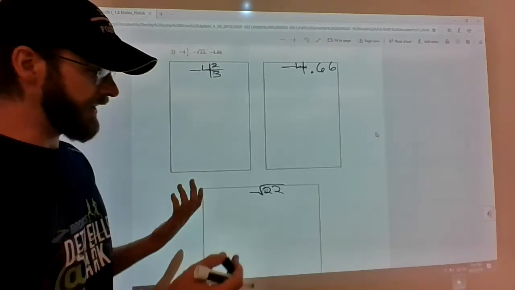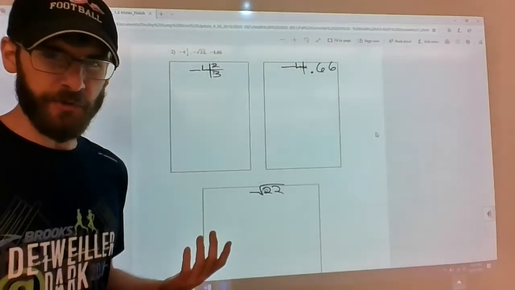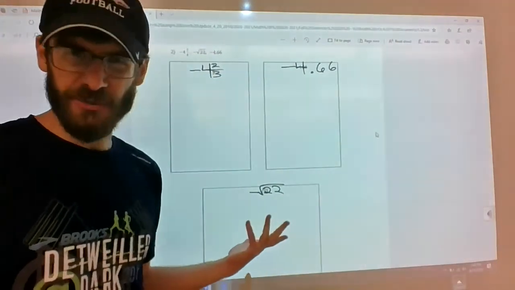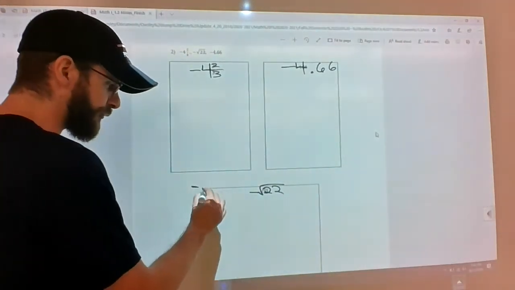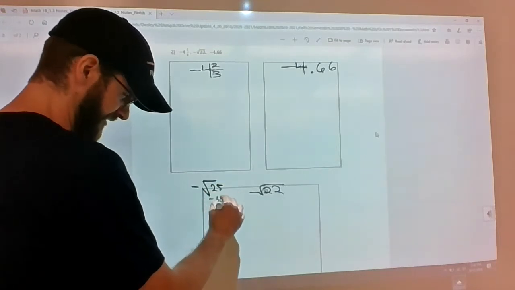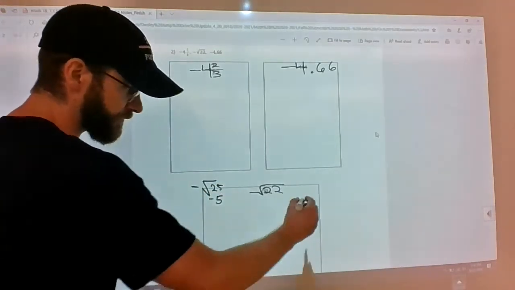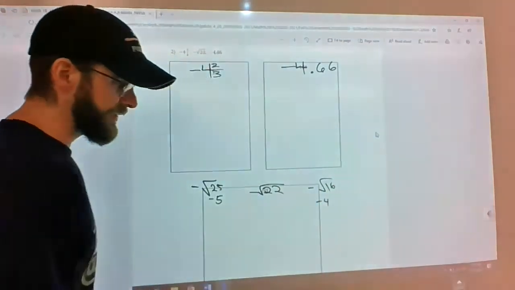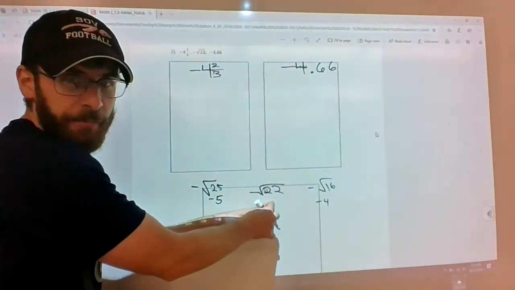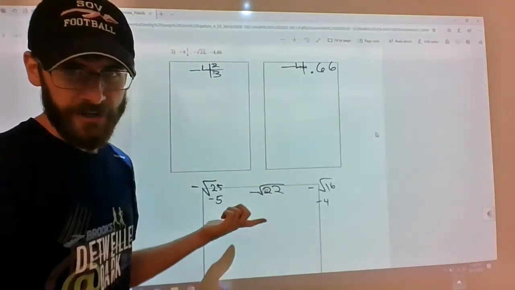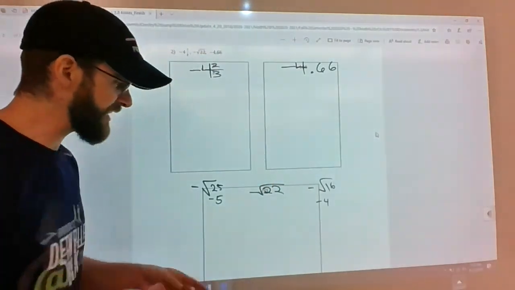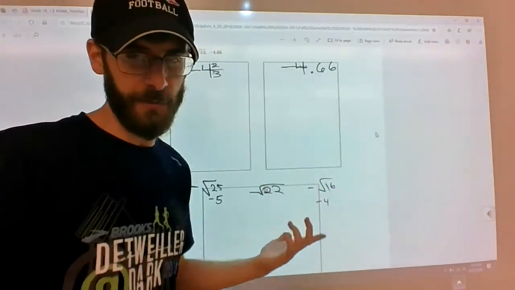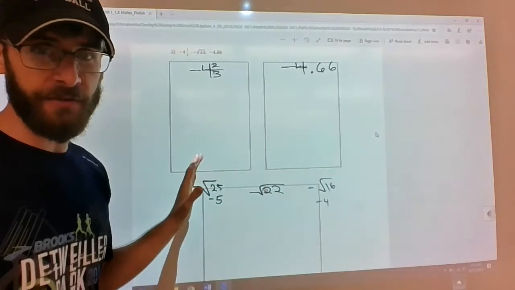Now again, if we did just a quick estimation of what's going on here, root 25 would be, well, I guess we're talking negatives, right? So negative root 25 would be negative 5. Negative root 16 would be negative 4. So it's negative 4 point something. And it seems like it's a little closer to 5 than it is to 4, as are these two decimals. These two decimals are actually pretty close together as well.